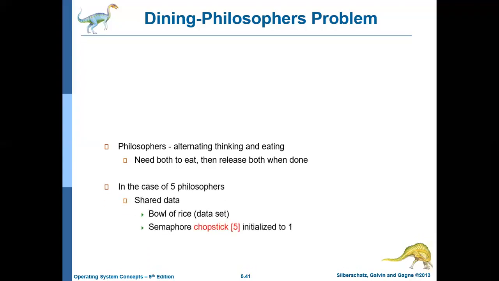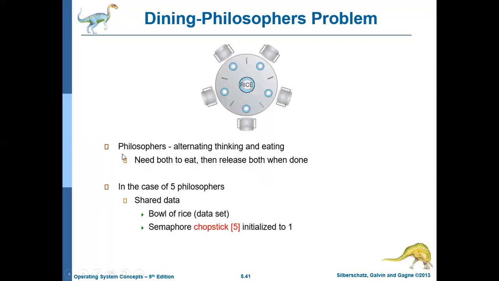And there will be some rice in the middle of the table that will be shared by all the philosophers. Okay, and the chopsticks are also shared, because there are five chopsticks in total, but each chopstick is shared by two philosophers. The five chopsticks are represented using an array, and each chopstick is shared between two philosophers. Okay, so this is the pictorial representation of that.